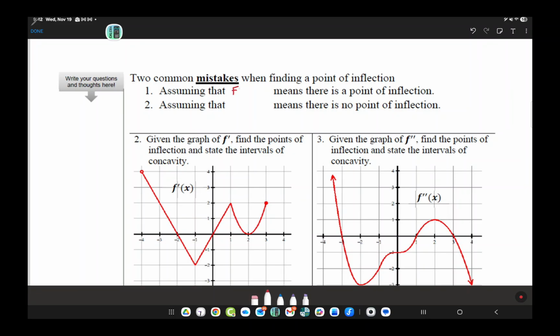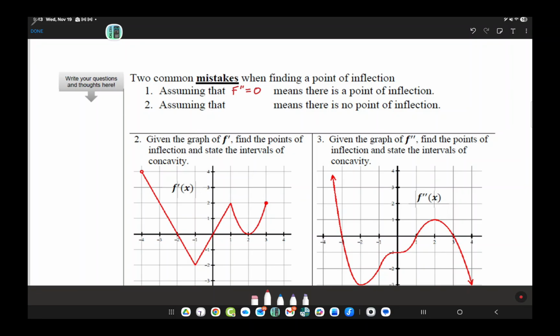Assuming that f double prime equals 0 means there's a point of inflection. That's not always the case. It could very well be that the double prime equals 0, but it could still be a critical point. It could be a local max or local min. Sometimes that will happen.